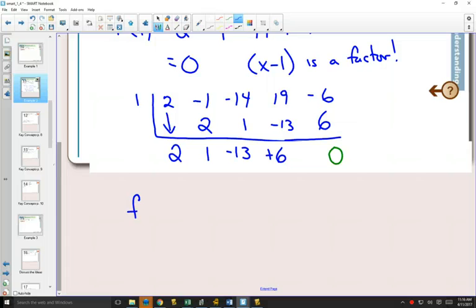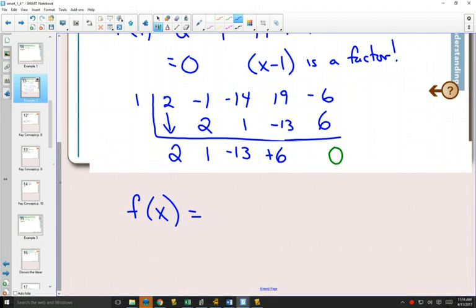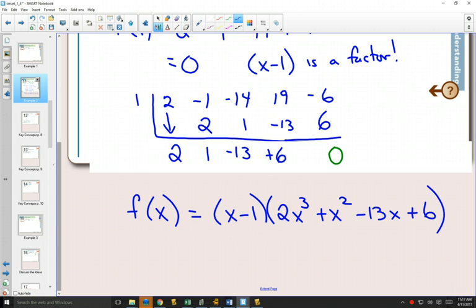We need to write an equation, and since it was already defined that f of x was the whole thing up above, it's really nice because you don't have to rewrite the 2x to the 4 minus x cubed minus 14x squared plus 19x minus 6, which takes up a lot of time. You can just write f of x equals, we know that our first factor was x minus 1, and we're left with 2x cubed plus x squared minus 13x plus 6. And what we're left with in our second one is still an x cubed.